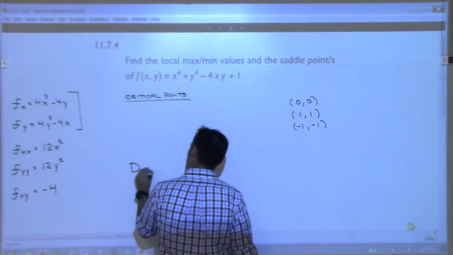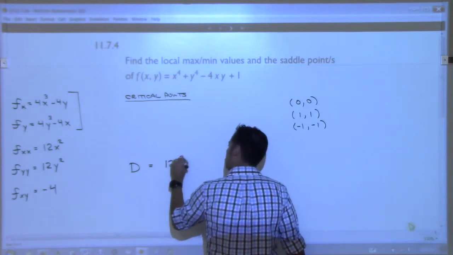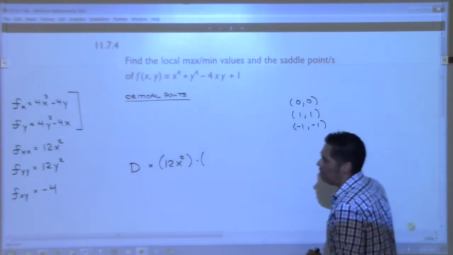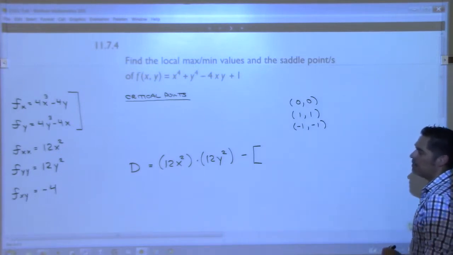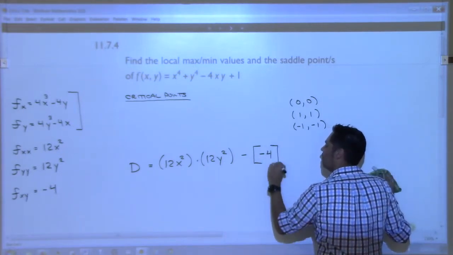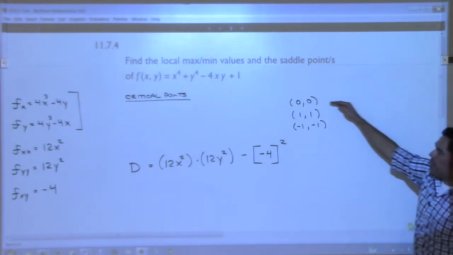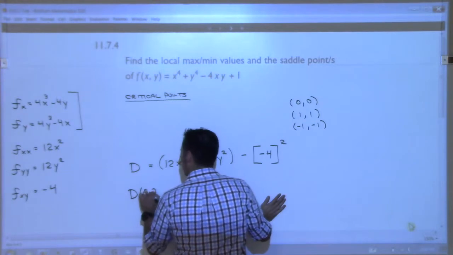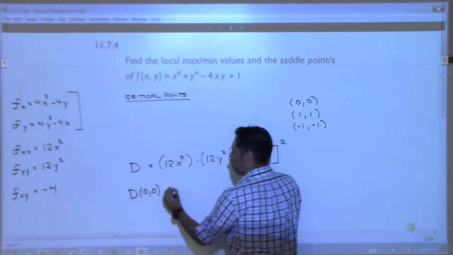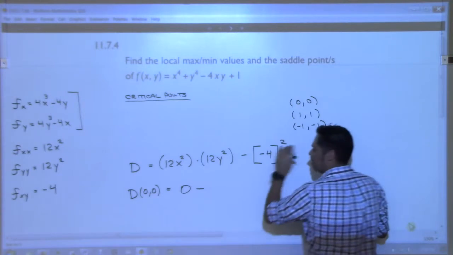What is capital D for us? It's the partial with respect to x twice, which is 12x squared, times the partial with respect to y twice, 12y squared, and then minus the partial with respect to x followed by y, which is negative 4 squared. Now, at each of these points, we calculate capital D. So let's do it this way. D at the point 0, 0. Does that make sense to write it this way? D at the point 0, 0 is going to be what? 0, 0, so 0, and then take away 16.